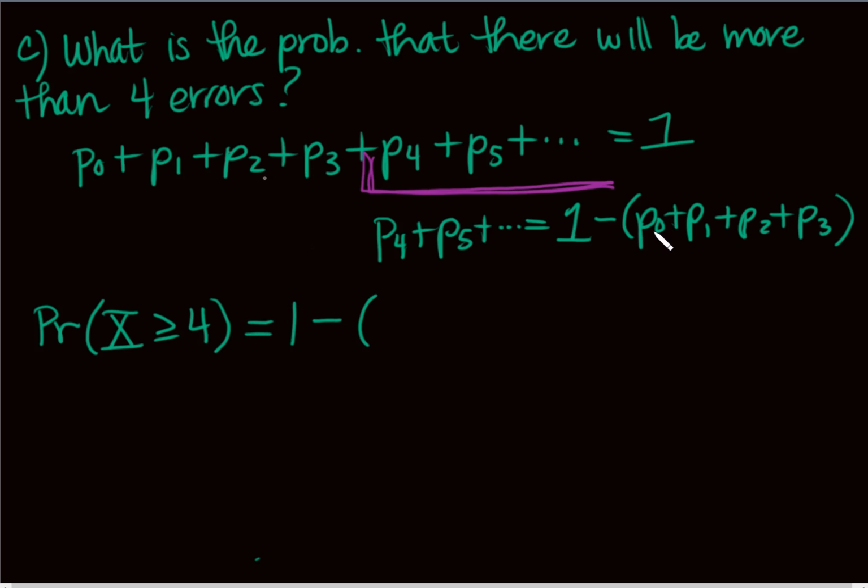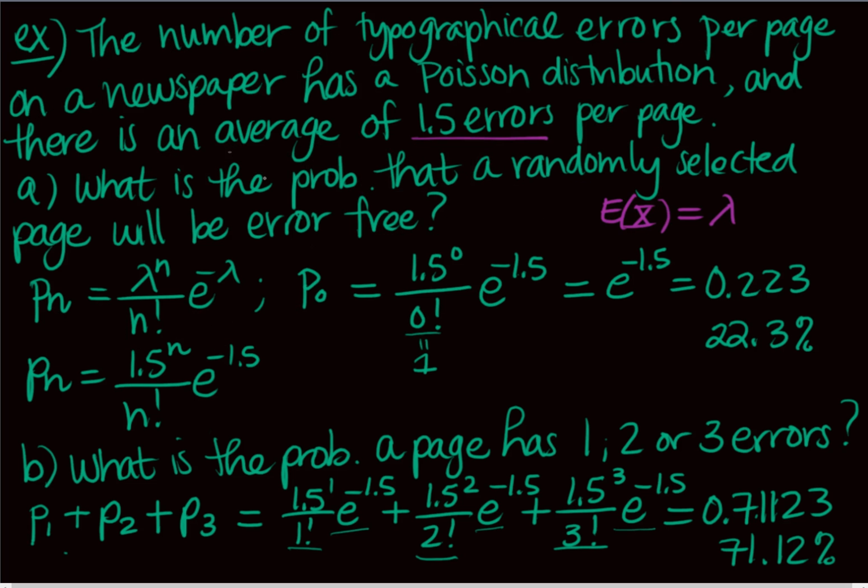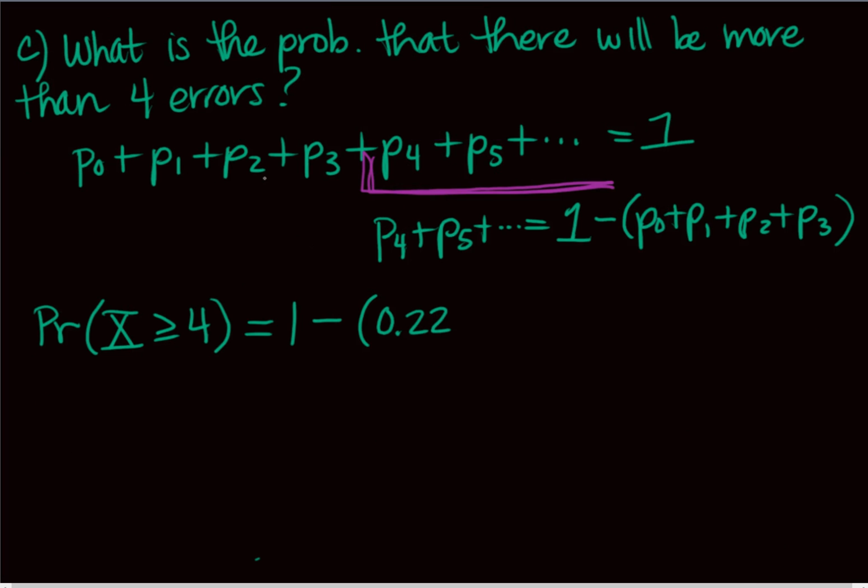So remember, P sub 0, the probability of no errors, was 0.223, and then 0.1 and so on. So if I take that, I would do 1 minus 0.223 plus, making sure I have parentheses. Okay. And I put a 9 instead of parentheses.